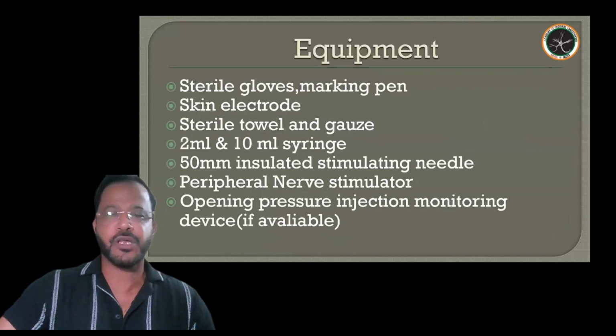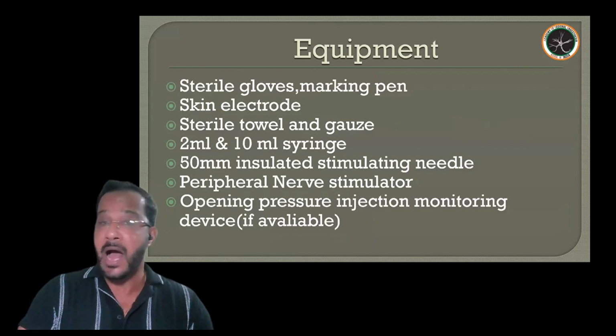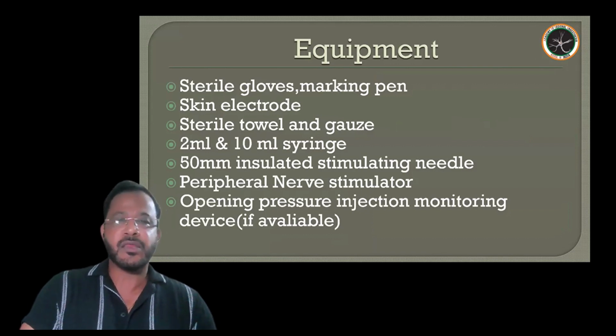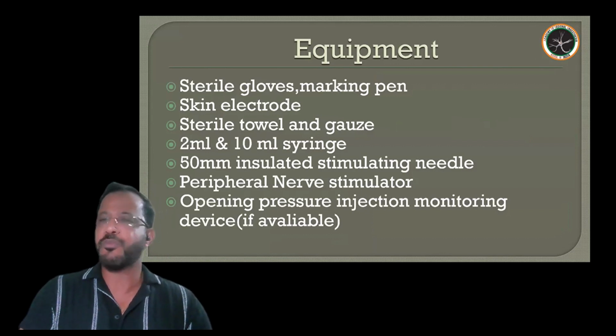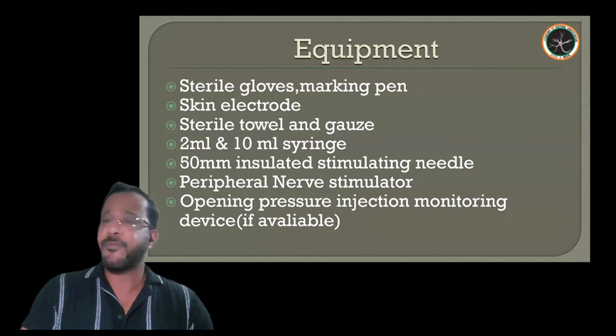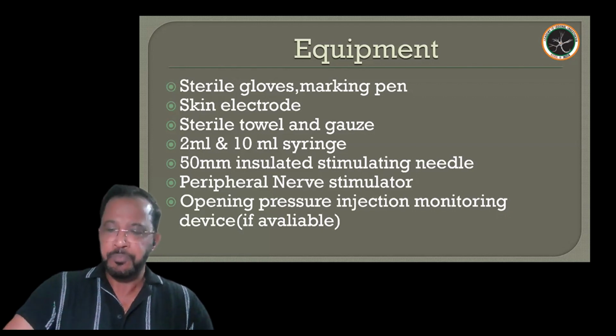So coming to the block procedure, the equipment which you require: a sterile glove, a marking pen, the skin electrode for the PNS, the sterile towel and gauze, 2 ml and 10 ml syringe, a 50 mm insulated stimulating needle because it's a superficial block. You don't require a longer PNS needle. The peripheral nerve stimulator. And if you have got an opening pressure injection monitoring device, if it's available, it's better to use it so that you can prevent nerve injury.